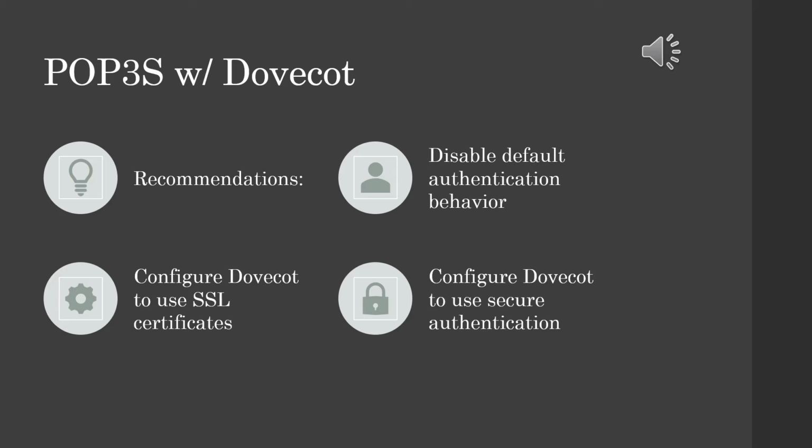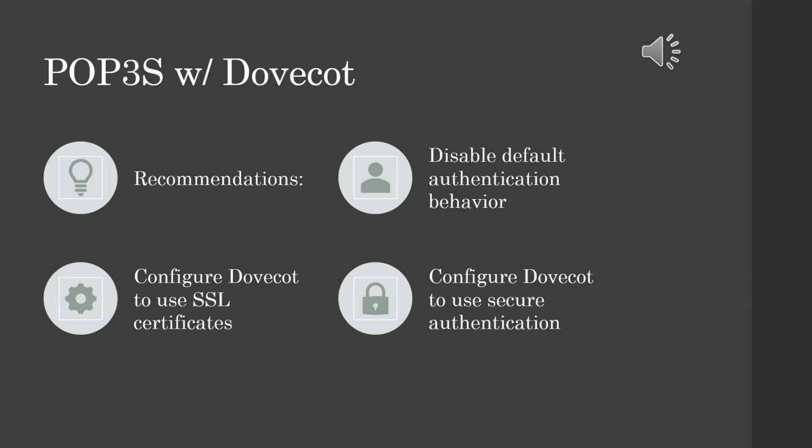POP3 runs on two different ports. If you do POP3S, that's on 995, which is what we're using in this class, and POP3 regular is just on port 110. For recommendations, I would say to disable default authentication behavior. For anything, you always want to make sure that you try to find a way to disable anything default, tear anything default down, and add your own information to it whenever possible.